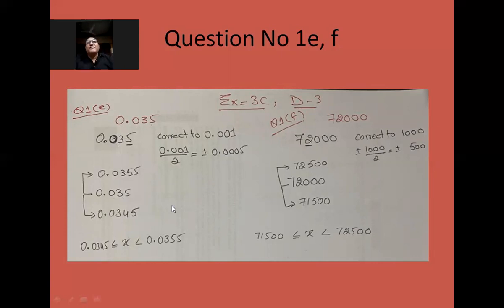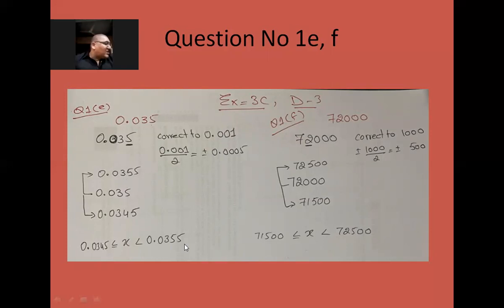So 0.035 plus 0.0005, you get 0.0355. So that's your upper bound. 0.035 minus 0.0005, you get 0.0345. So that is your lower bound. So now you can write, this is your upper bound, this is your lower bound. Now you can write x is greater than or equal to 0.0345 and less than 0.0355. So this is how you will do question number 1, E part.